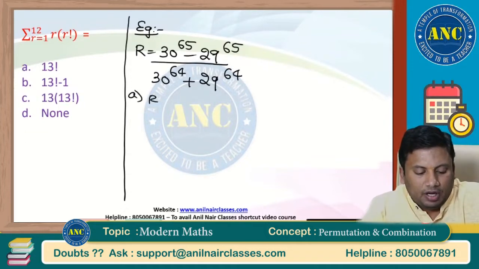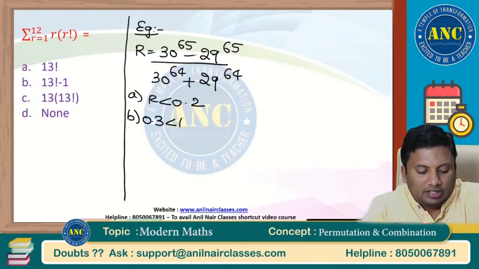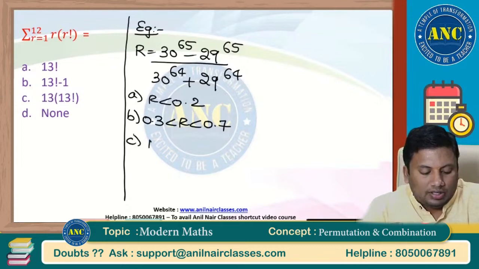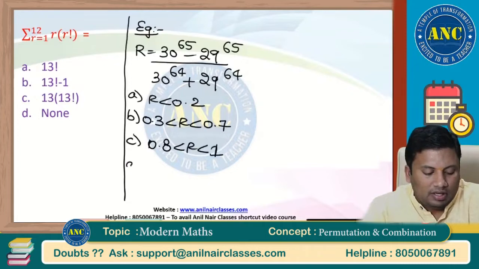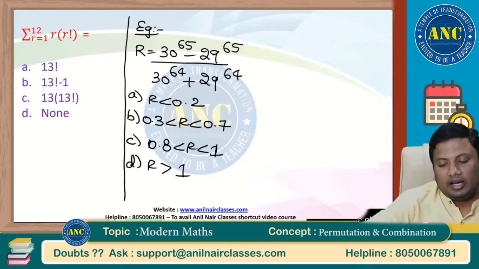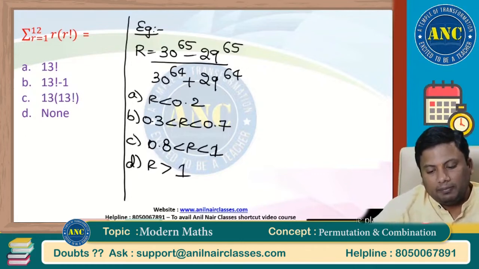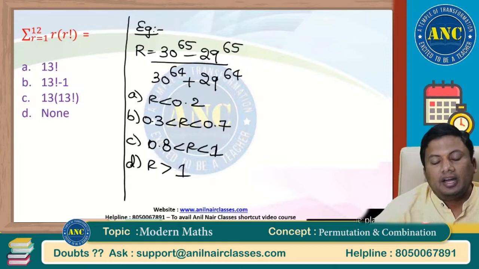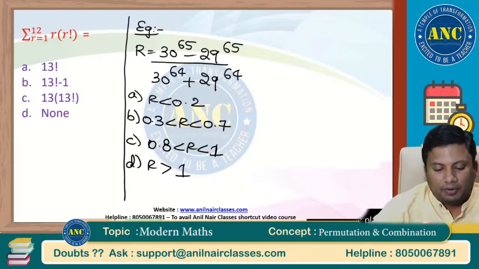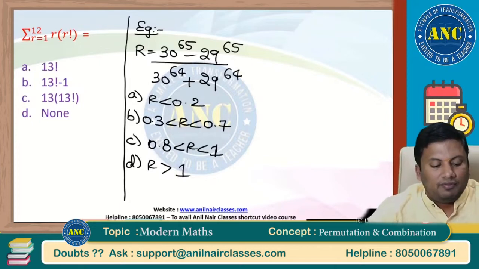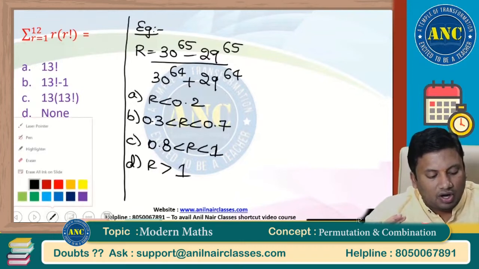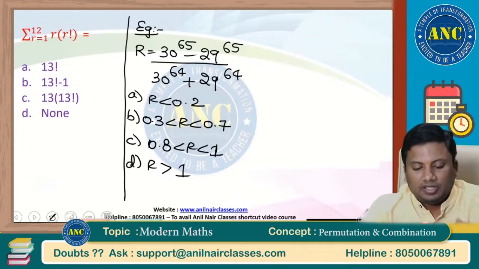What is R? R is less than 0.2; 0.3 less than R less than 0.7; 0.8 less than R less than 1; or R is greater than 1. R is 30 power 65 minus 29 power 65 divided by 30 power 64 plus 29 power 64. Which of the four options is always true?